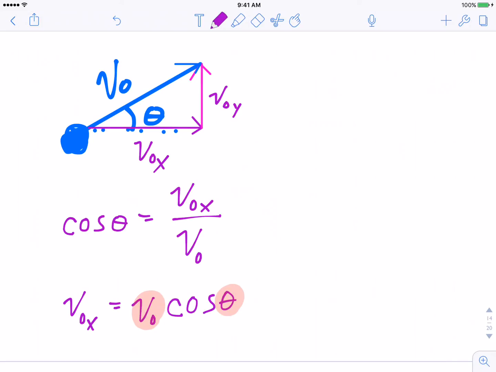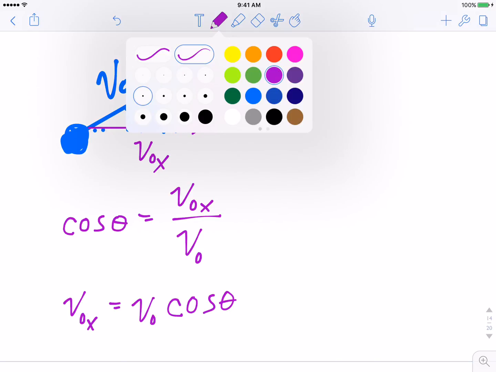Let's reiterate here. I am saying that VOX and this are the same thing. What is on the right is VOX, but instead of saying VOX, I have it on the right in terms of VO and theta. So that's an idea that you need to start to think about and understand.